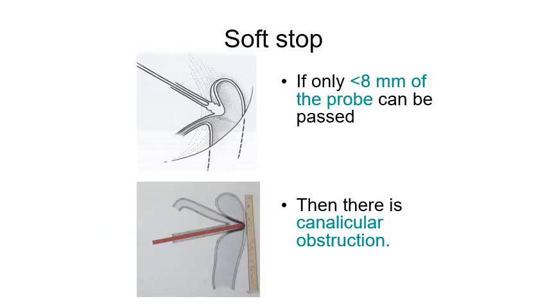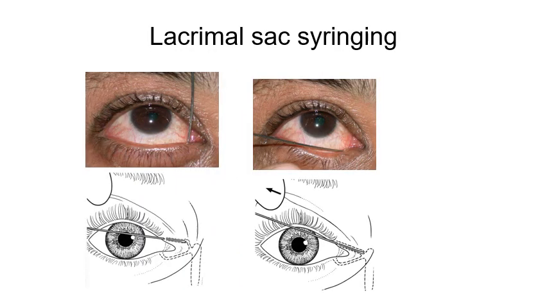In the second picture, this is called the soft stop. If the probe cannot pass beyond 8 millimeter, or if only less than 8 millimeter of the probe can be passed, then there is a canalicular obstruction. It can be a uni-canalicular obstruction, or an obstruction at the common canalicular junction. So according to the passage of the probe, more than 8 millimeter or less than 8 millimeter, you can know the obstruction site. Then the another procedure is called lacrimal sac syringing.